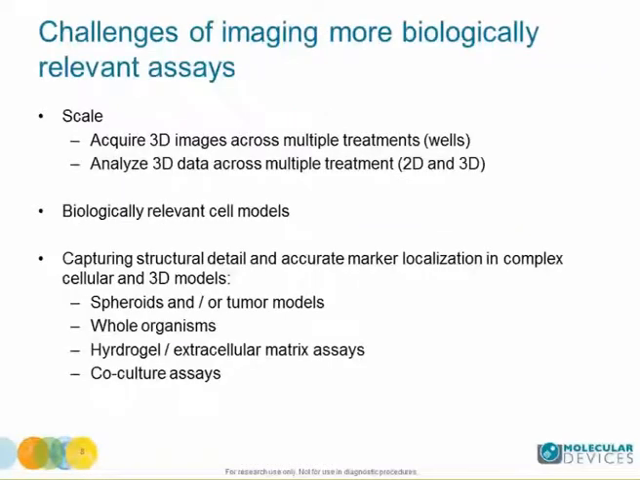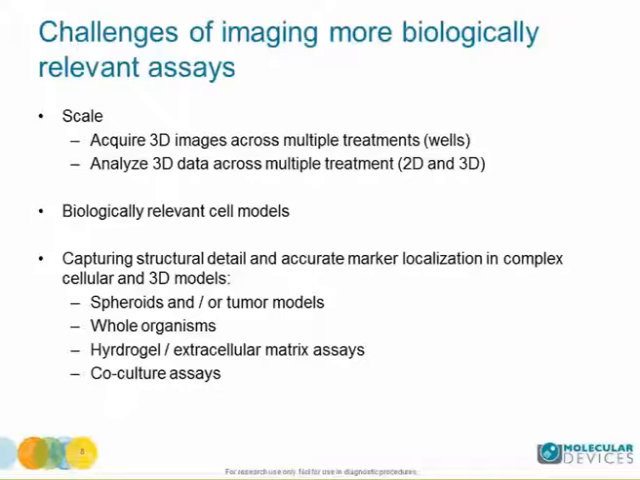There are some challenges of using imaging these more biologically relevant assays. Scale: how do you acquire 3D images across multiple treatment wells in this case? How do you analyze that data across multiple treatments, either in 2D or 3D? Of a 3D sample, what's the right biologically relevant cell model, and how do you capture the structural detail and accurate marker localization in complex models, such as spheroids and tumor models, whole organisms, hydrogel or extracellular matrix assays, or co-culture assays? So we'll touch on some of these, trying to overcome some of these barriers in this webinar.